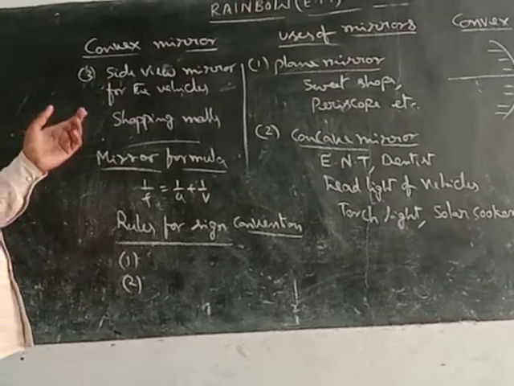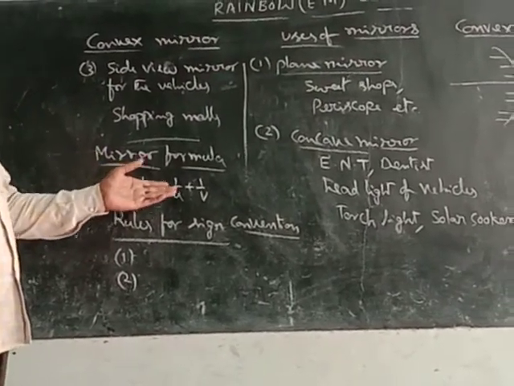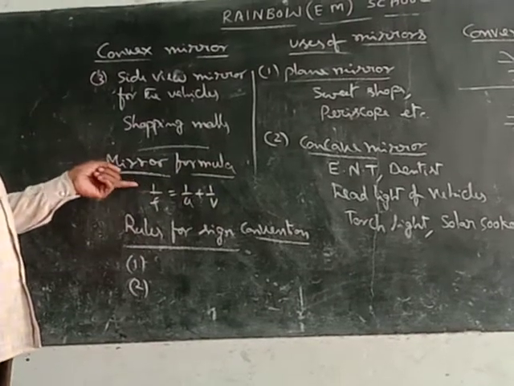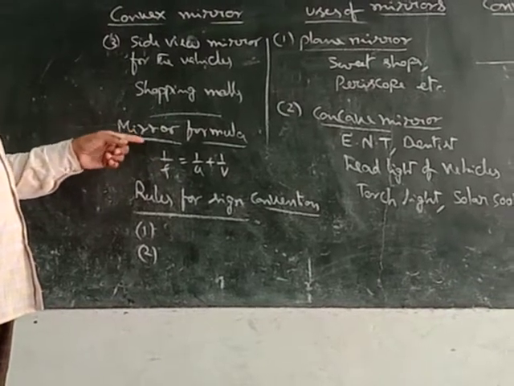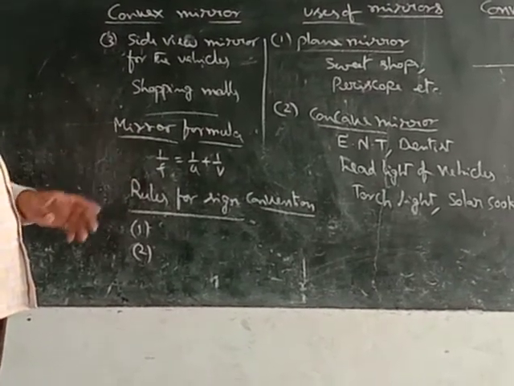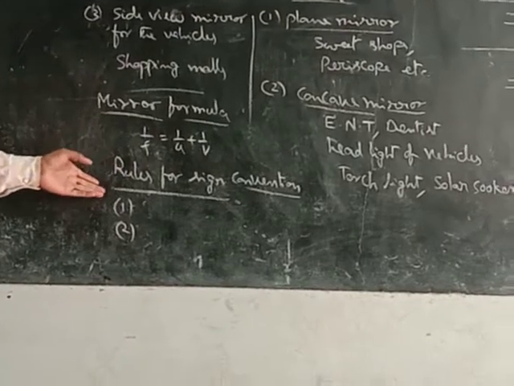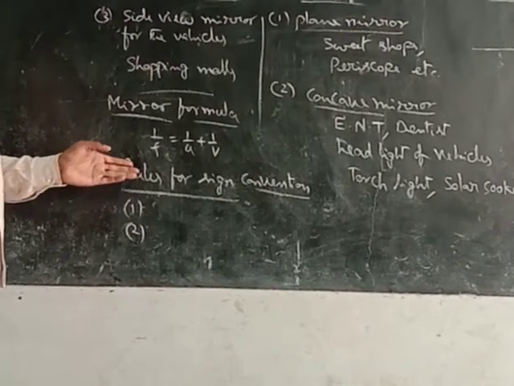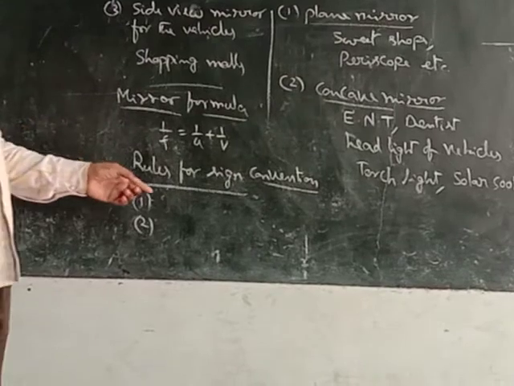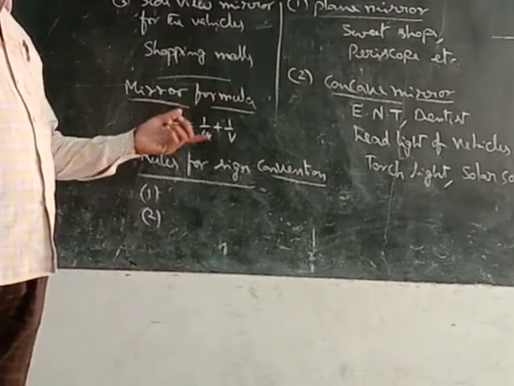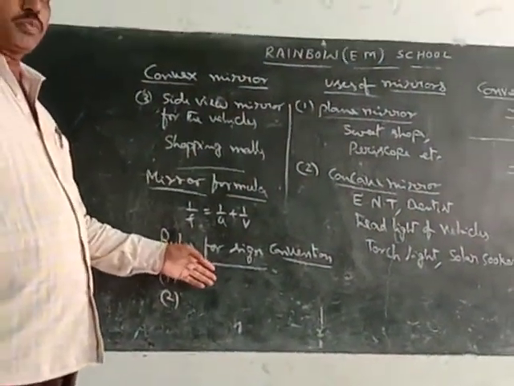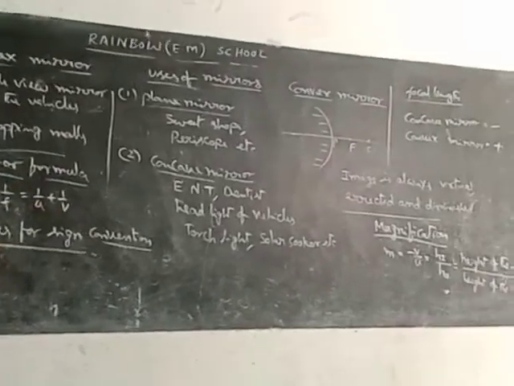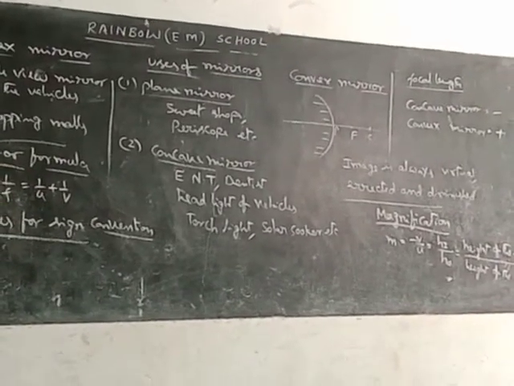Next is the mirror formula. The mirror formula is 1/f = 1/u + 1/v. In this formula, for a concave mirror, the focal length is taken as negative. In the case of a convex mirror, the focal length is taken as positive. The rules for sign convention: first, distance measured in the direction of the light ray is positive, and in the direction opposite to the light ray is negative. Second, the position of the image or object above the principal axis is taken as positive, and below the principal axis is negative. So this reflection phenomenon is over.